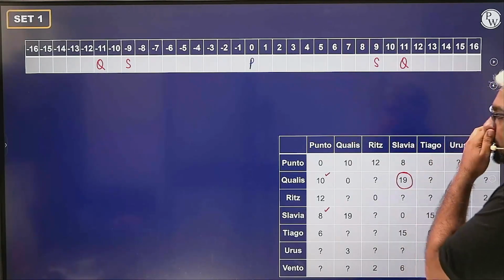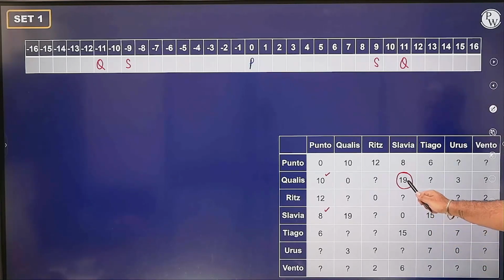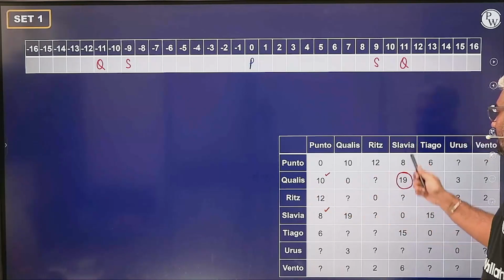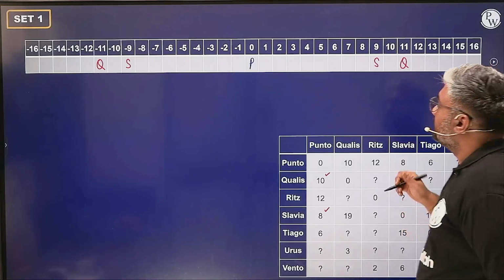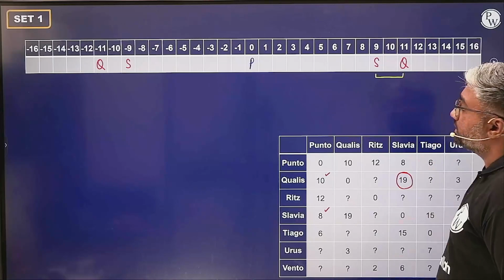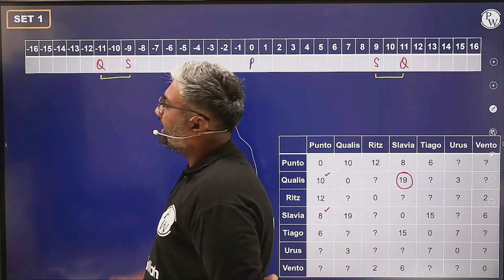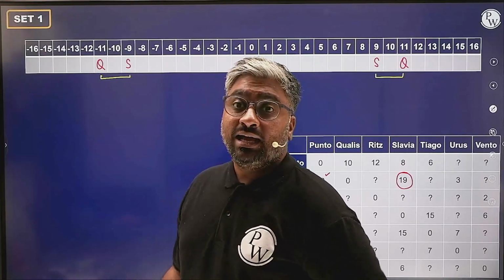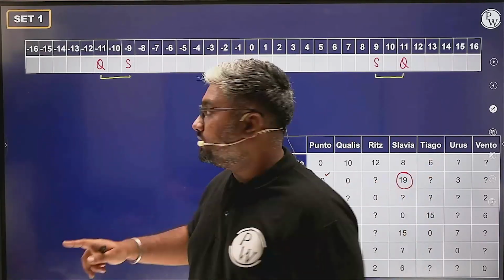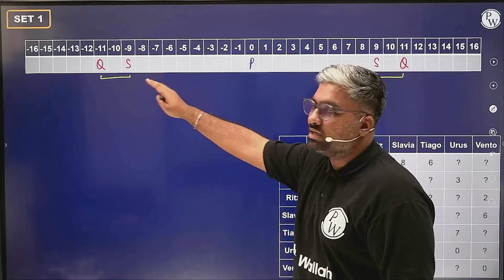Now what are we going to check this with? This 19. What are they saying? They're saying there are 19 cars between Qualis and Slavia. Do you see 19 cars between Qualis and Slavia here? Obviously not, there's only 1 car in between. Same way here, there's only one car between Qualis and Slavia. So what does it mean? It means that they are going to be on the extremes. Qualis here, Slavia here, or Slavia here, Qualis here.